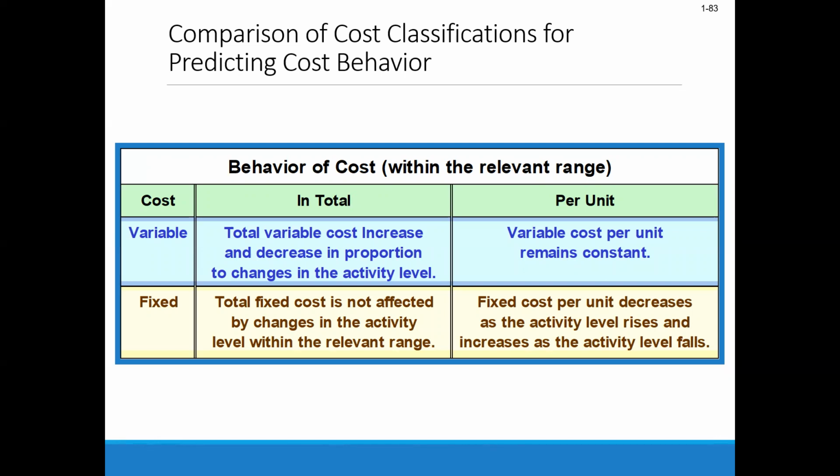But per unit, fixed costs per unit decrease as the activity level rises and increase as the activity level falls. So if I have 1,000 square feet and I see 500 clients, if I associate some of those fixed costs per client, if I have 500 clients versus 1,000 clients, do you see that the fixed cost associated per client is going to decrease as I have more clients? Because I have more clients to spread it over. Okay?